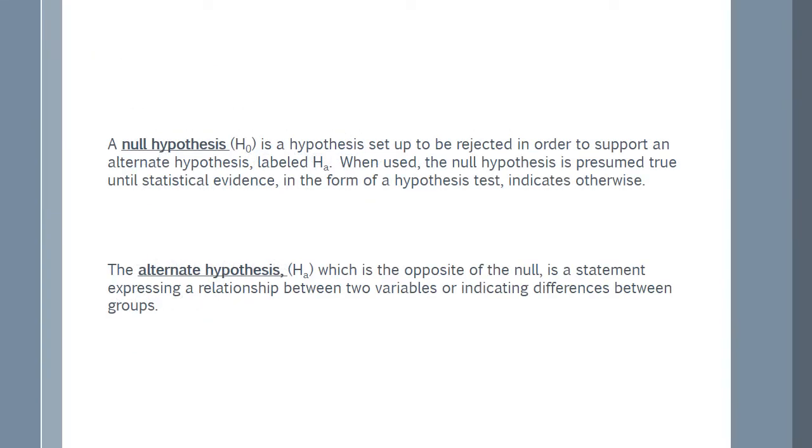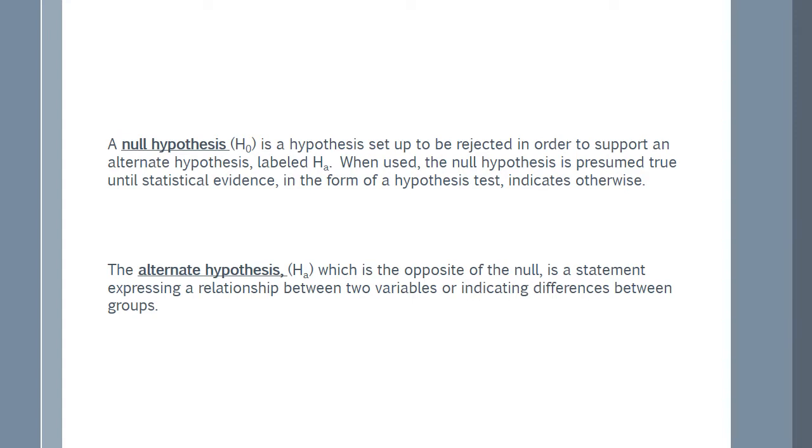A null hypothesis, which is usually represented by H0, is a hypothesis set up to be rejected in order to support an alternate hypothesis, which is usually labeled HA. When used, the null hypothesis is presumed true until statistical evidence in the form of a hypothesis test indicates otherwise. Essentially, we're going to do our test to prove that the null hypothesis can be rejected. Otherwise, we assume that null hypothesis is true until we do so.